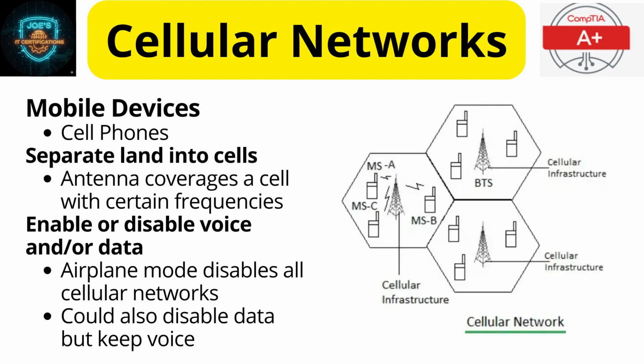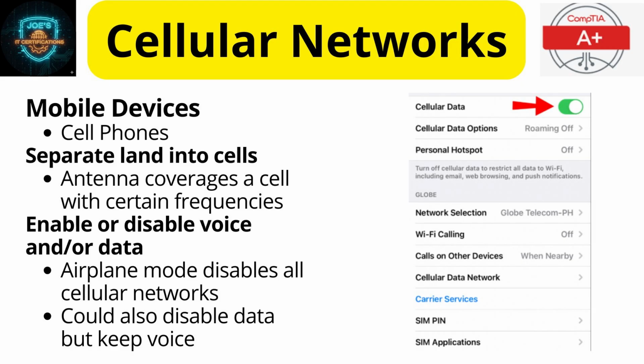These cellular networks provide both voice and data communication, and you get to decide how that information is used by your mobile device. For example, you can turn on and off the cellular data functionality and perhaps only use this as voice communication. Or you may be familiar with airplane mode that disables all of the communication on this device, and then you can pick and choose which ones you'd like to turn on.